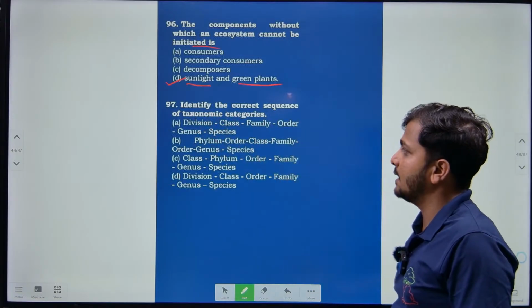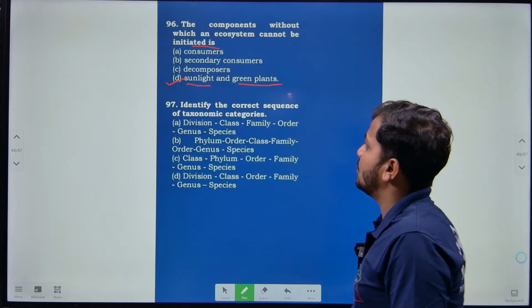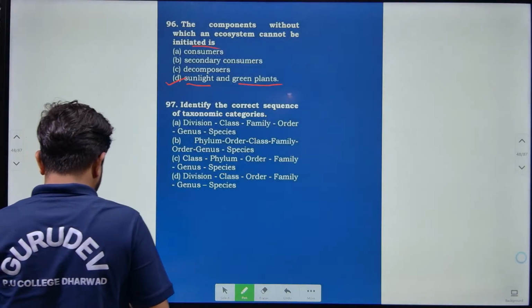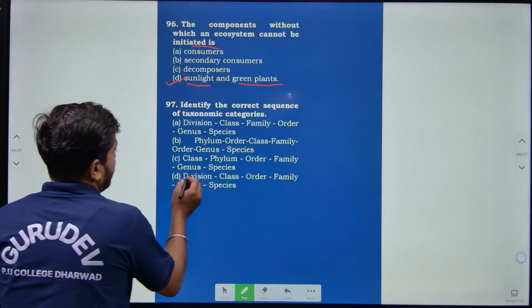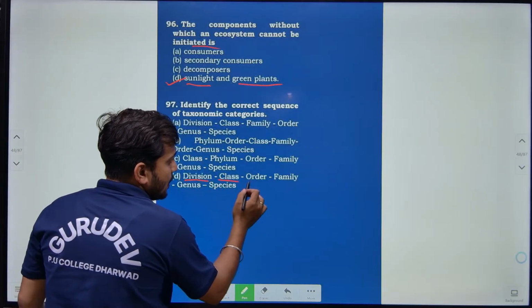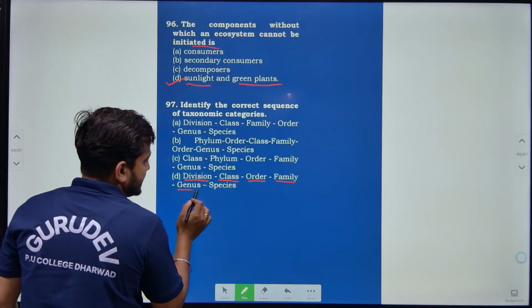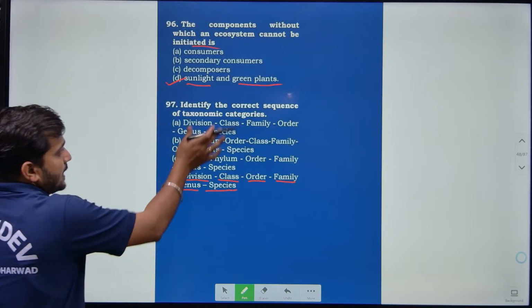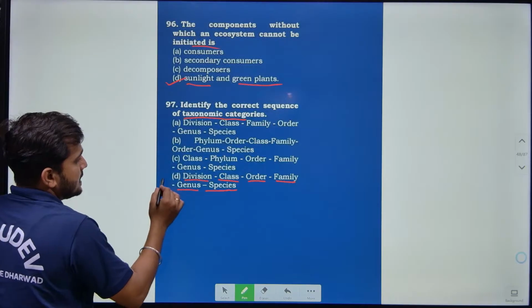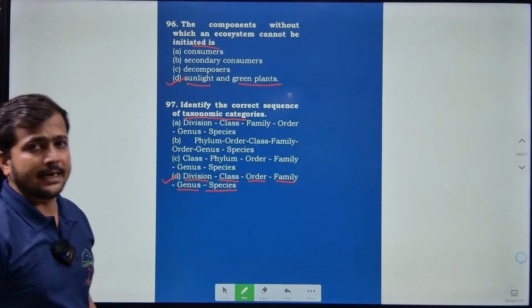Then identify the correct sequence of taxonomic categories. With respect to the sequence, you first find division, following that class, then order, then family, then genus and species. So the correct sequence with respect to the taxonomic categories is option D here.